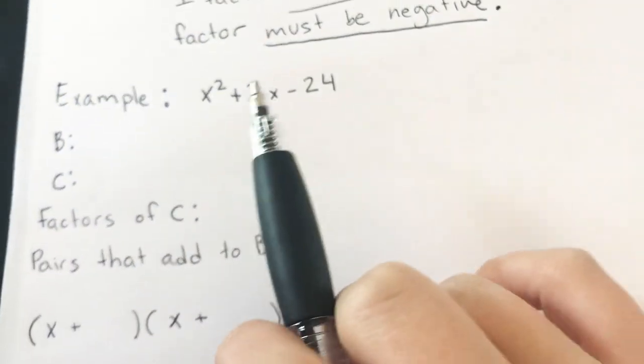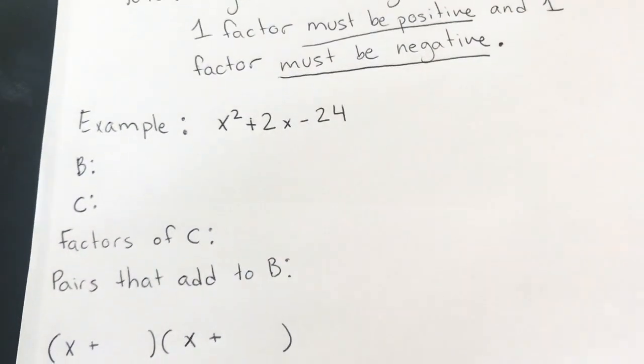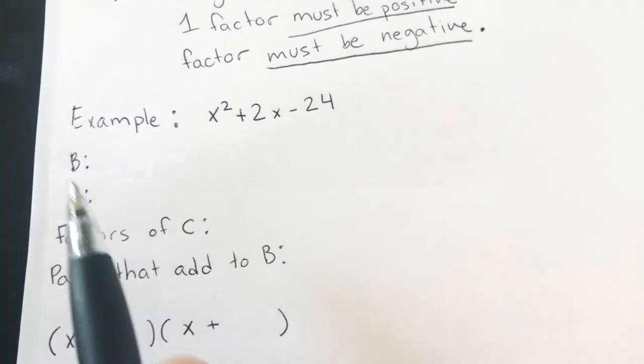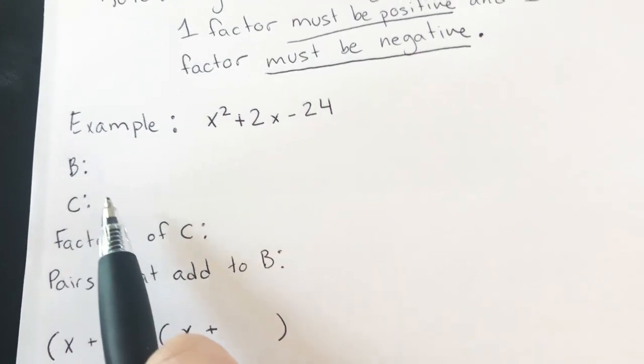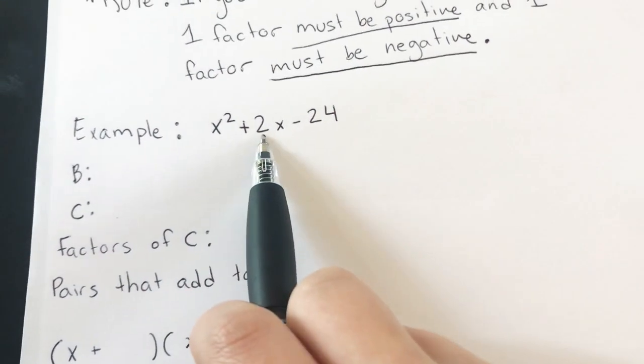So we have x squared plus 2x minus 24. So just like usual, the first step, we want to identify our b and c values. My b value here is positive 2. My c value here is negative 24.